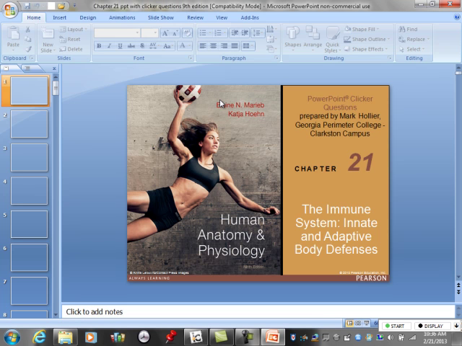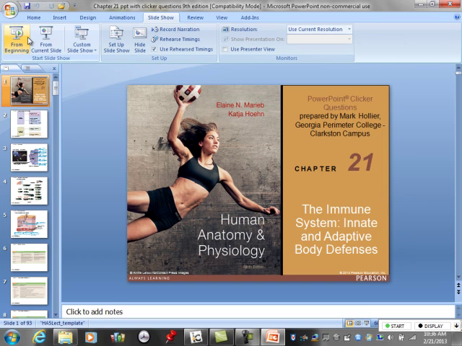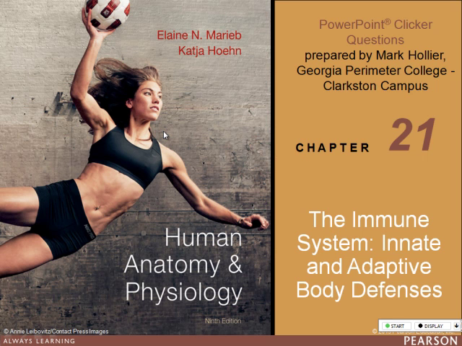So chapter 21, you have an interactive physiology for chapter 21. I highly suggest you look at it because it's going to help you quite a bit. It has to do with our immune system. Now, our immune system is a group of tissues and cells that are constantly under surveillance, keeping you what? Healthy.